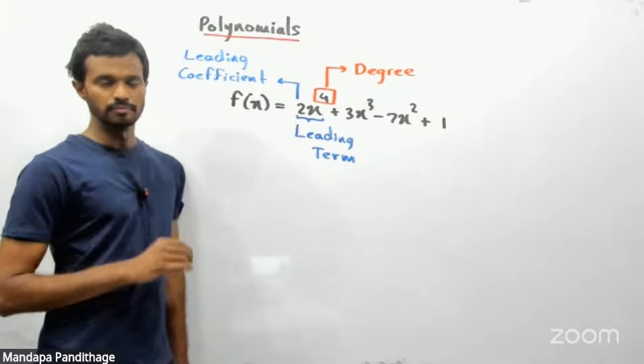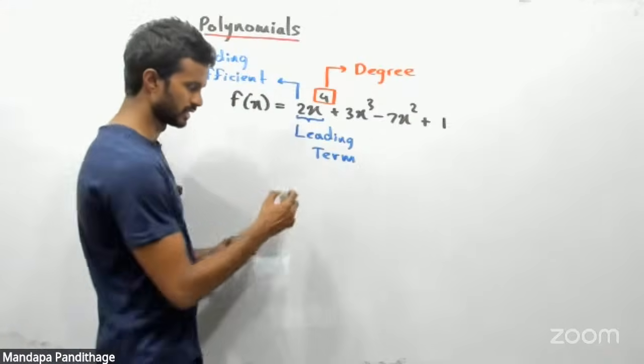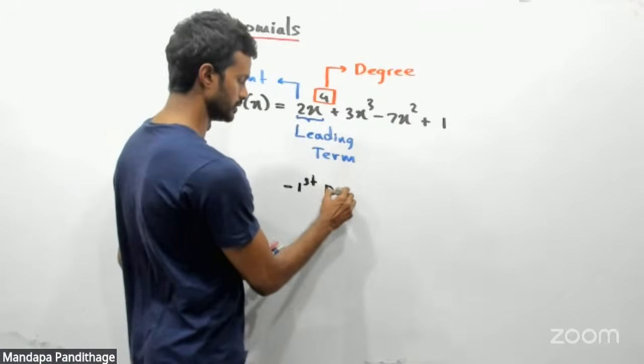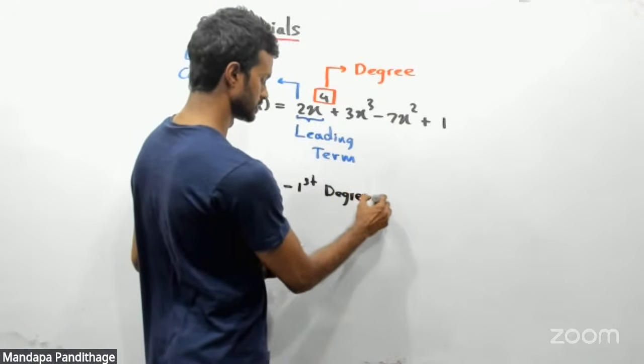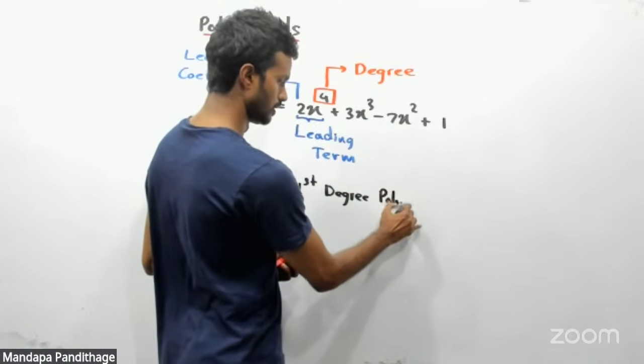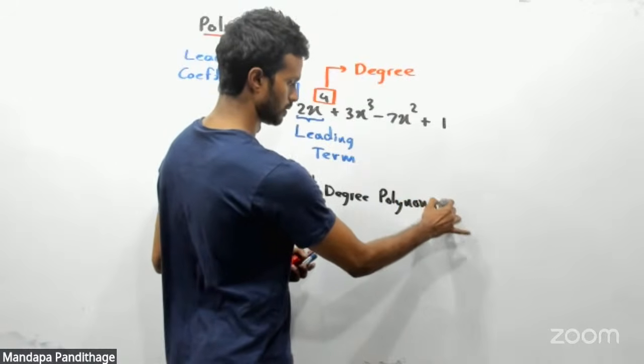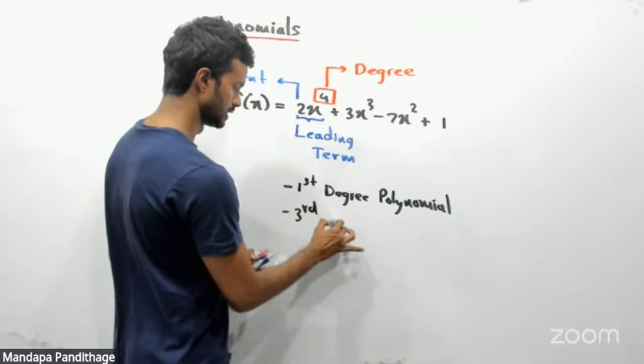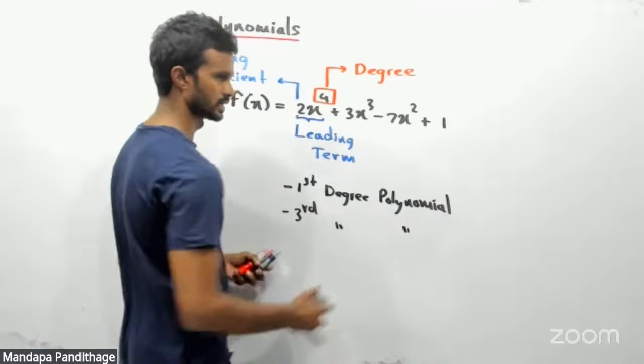And then just write an example. Put a dash: first degree polynomial, and then third degree polynomial. We just categorize them in that way.